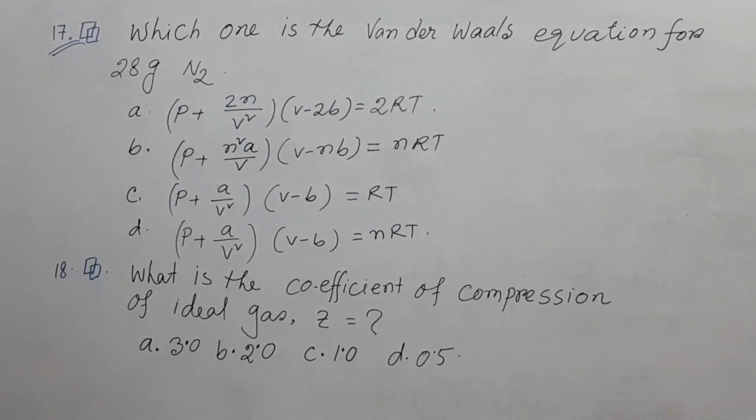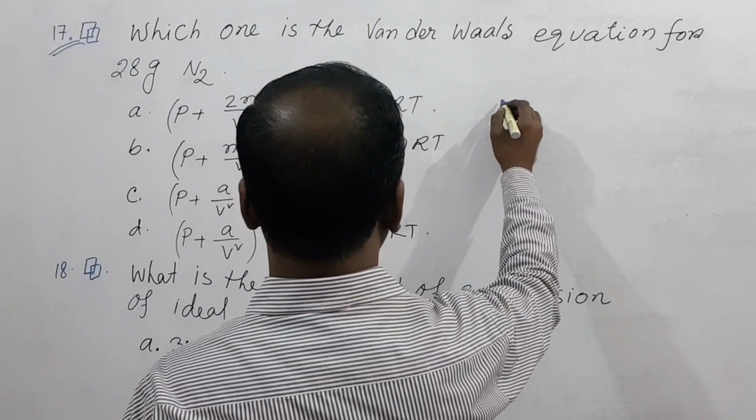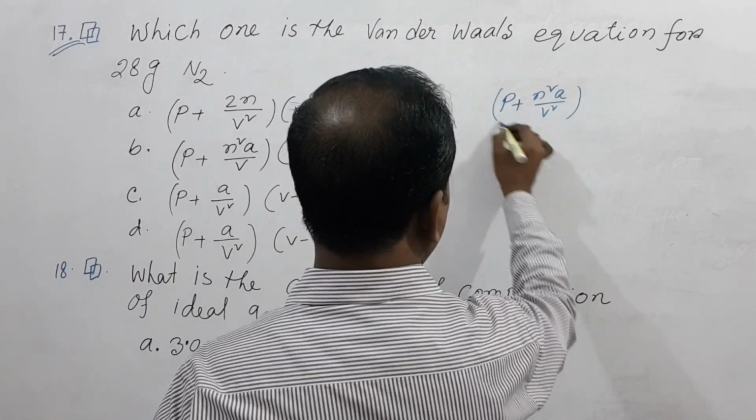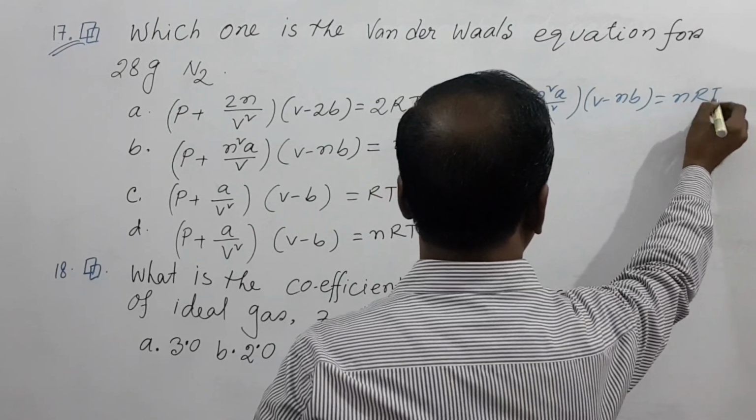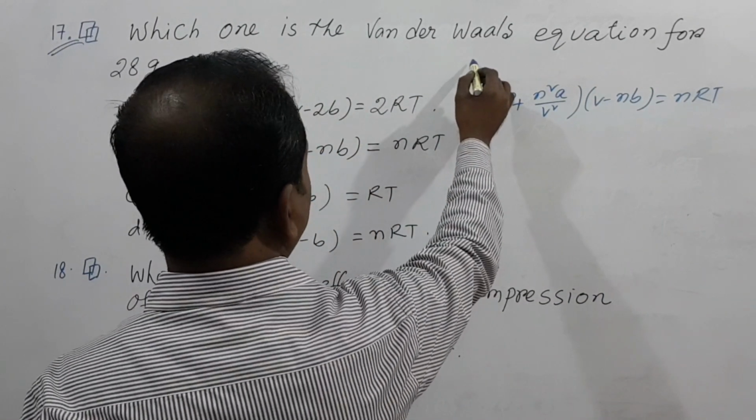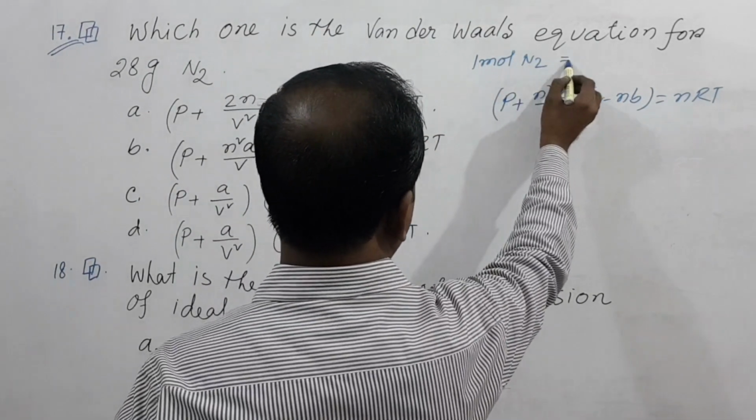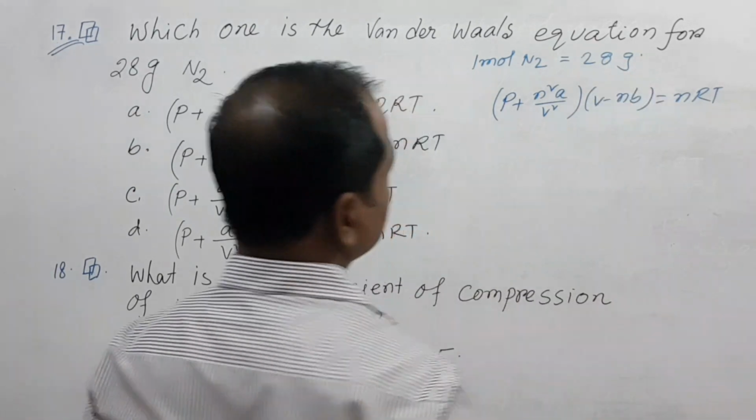My dear students, now question number 17. Which one is the van der Waals equation for 28 gram nitrogen? We know that van der Waals equation is (P plus n square a divided by V square)(V minus nb) equal to nRT. My dear students, for 1 mole nitrogen, that is 28 gram.